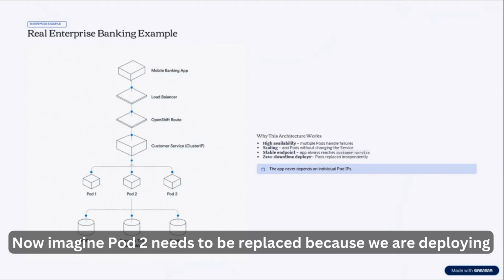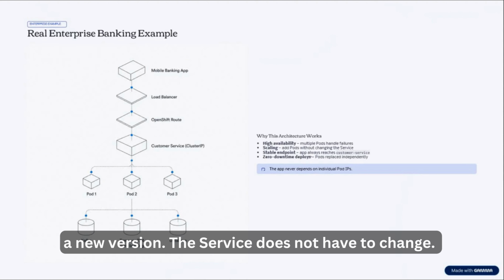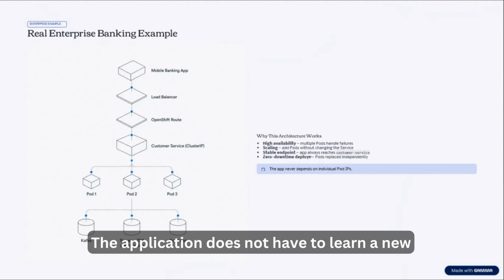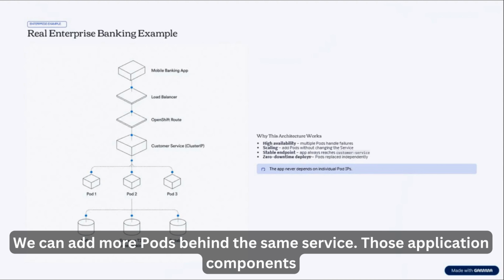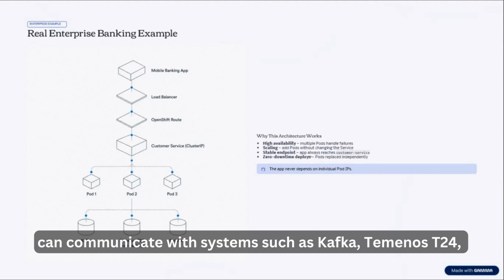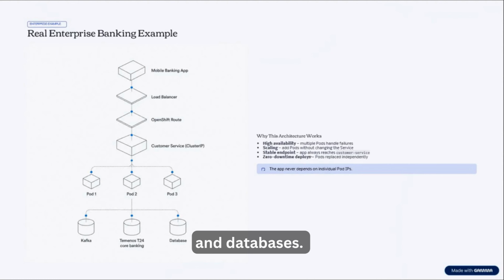Now, imagine pod 2 needs to be replaced because we are deploying a new version. The service does not have to change. The application does not have to learn a new pod IP. And if we need more capacity, we can add more pods behind the same service. Those application components can communicate with systems such as Kafka, banking applications, and databases.